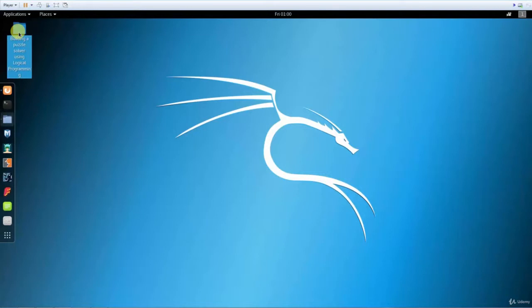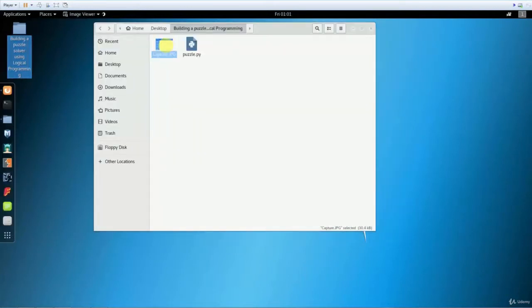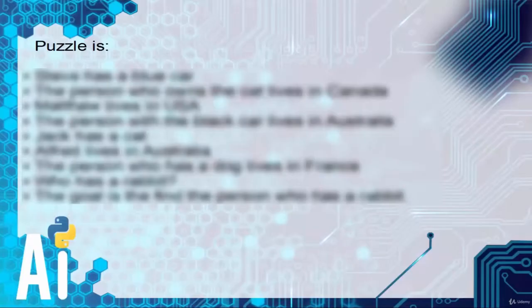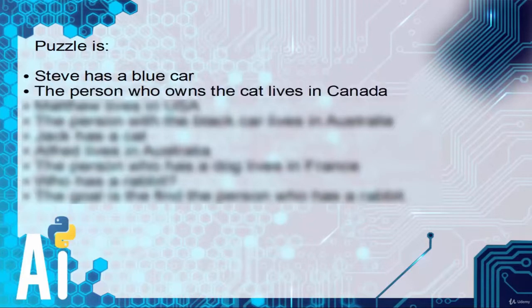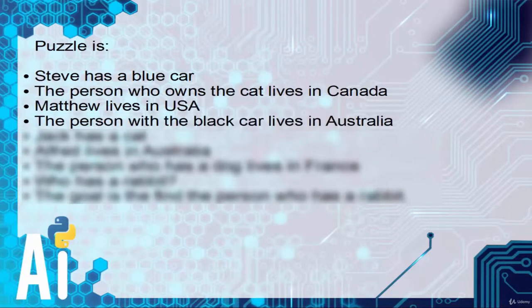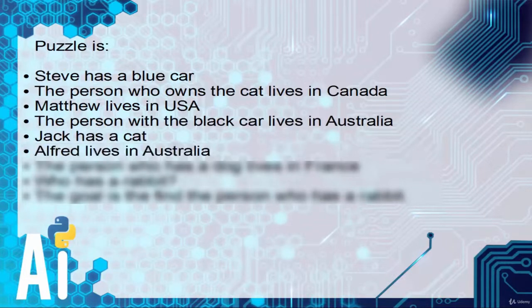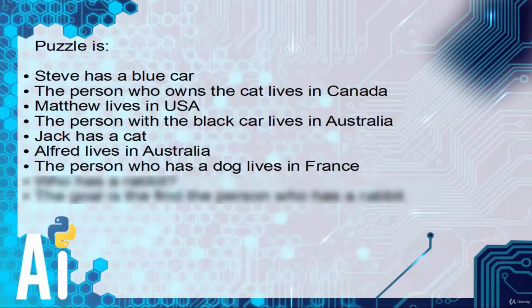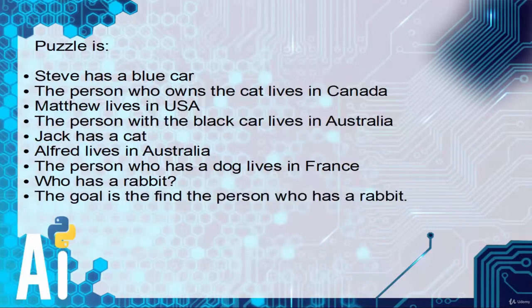Open the directory which contains all the files. So let me mention the puzzle first. The puzzle is: Steve has a blue car. The person who owns the cat lives in Canada. Matthew lives in USA. The person with a black car lives in Australia. Jack has a cat. Alfred lives in Australia. The person who has a dog lives in France. Who has a rabbit? The goal here is to find the person who has a rabbit.